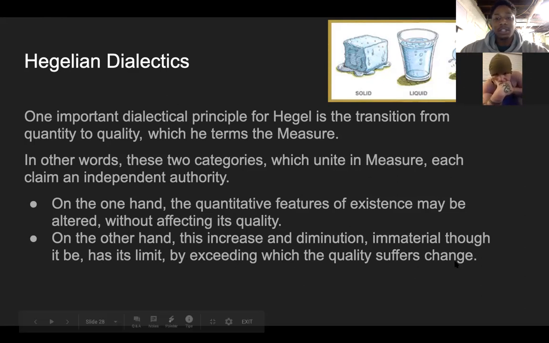So when I think of quantity and how it can affect quality, I think of water. If there's a lot of heat, for example, then it'll turn into a gas. But if there's not that much heat, if the quantity is low, it will turn into ice.